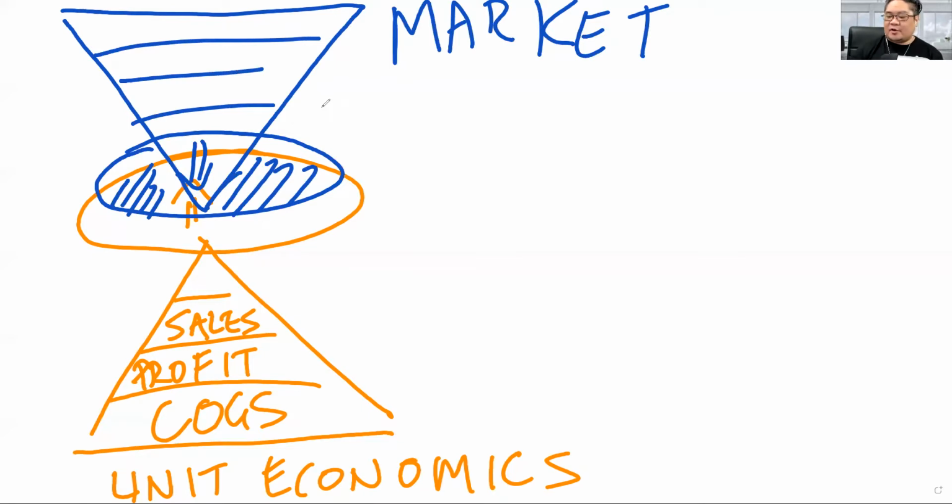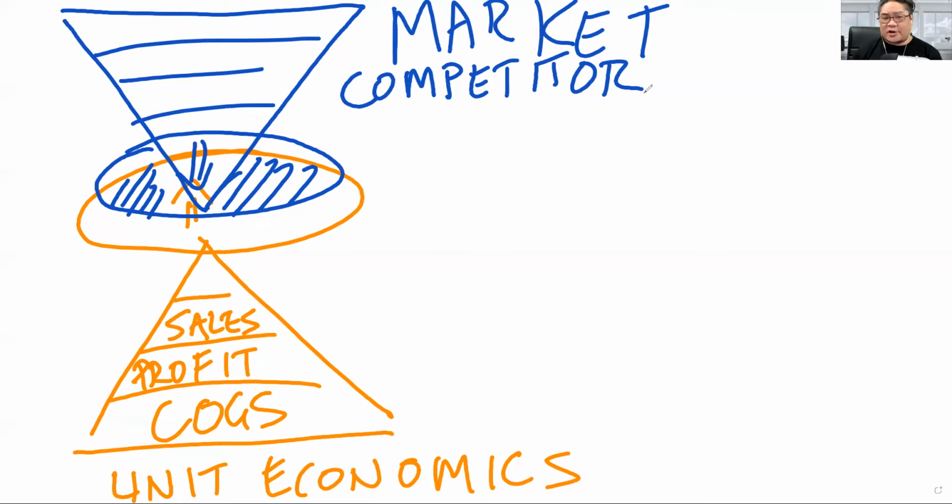So for example, competitors, what is the competition doing? And by competitors, I don't mean just direct competitors. They're indirect competitors as well, alternatives. Or what do people normally do when there isn't this type of solution or something that you're providing?